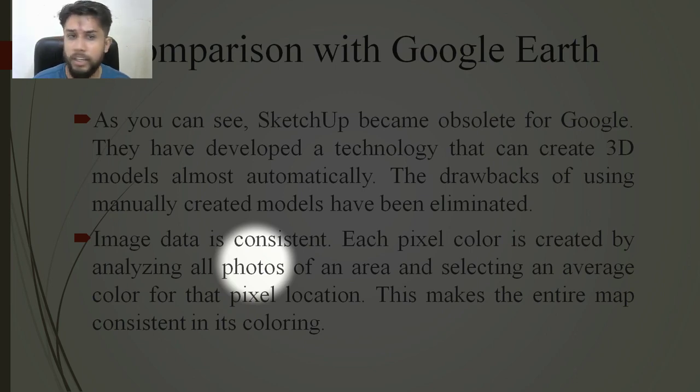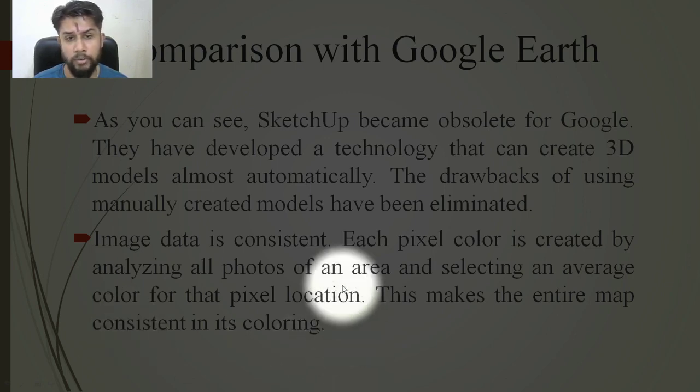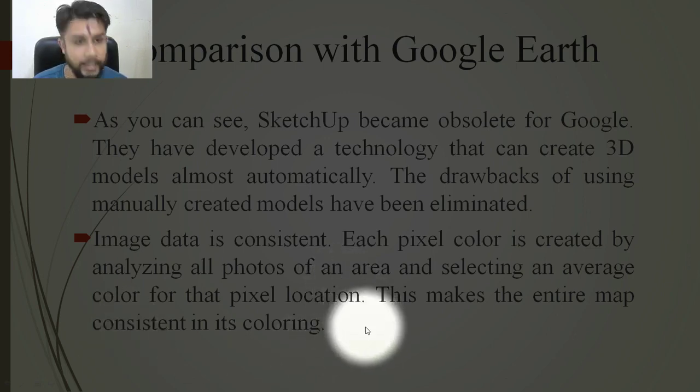Now SketchUp became obsolete for Google as Google had found out Google Earth. So they have developed a technology that can create 3D models almost automatically. But the drawbacks of using manually created models have been eliminated thus far. But this image data that previously used for the SketchUp is consistent. With the help of these pixel colors, you can find out or analyze the photos of an area and selecting the average color for that pixel location. This looks the entire map as coloring.